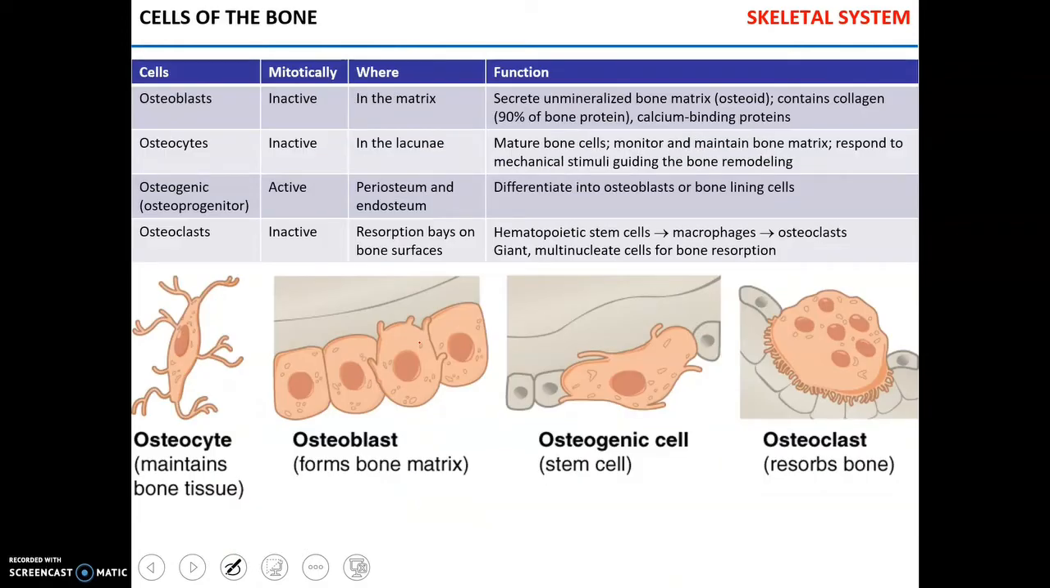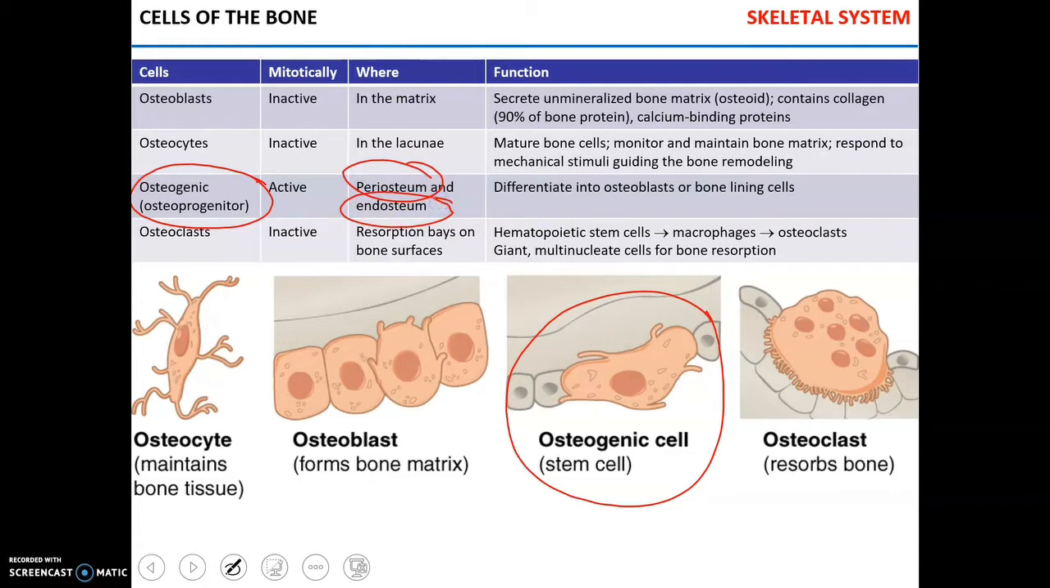The bone tissue consists of 4 major types of cells. First ones that we're going to talk about are osteogenic cells or osteoprogenitor cells. You can see them right here. These are stem cells. They can divide. They are mitotically active, as scientists say. They can be found on the surface of the bone in the layers of periosteum and endosteum, connective tissue that covers bone outside or inside.